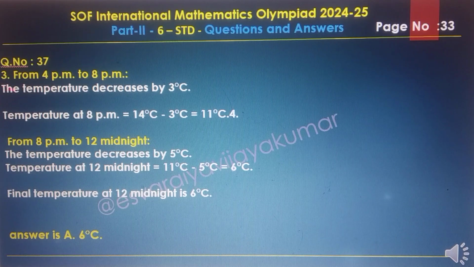Question number 37, point number 3: from 4 pm to 8 pm, the temperature decreases by 3 degrees Celsius. The temperature at 8 pm equals 14 degrees Celsius minus 3 degrees Celsius. We are getting finally 11 degrees Celsius.